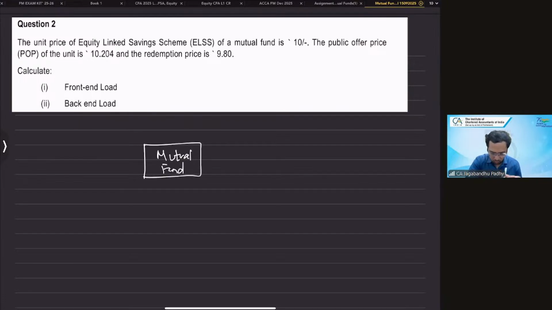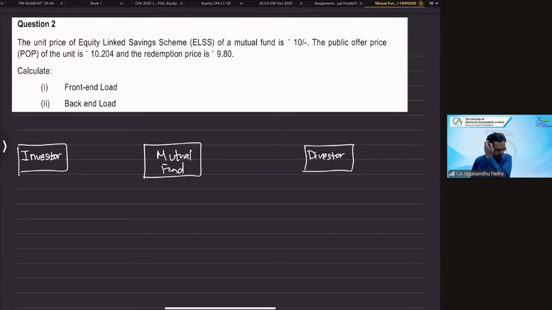Okay. Now, on one side, you may have an investor, and on the other side, you may have a divestor. Now, what would an investor be doing? The investor is going to get units from the mutual fund, right? And the investor is going to pay the mutual fund 10.204.